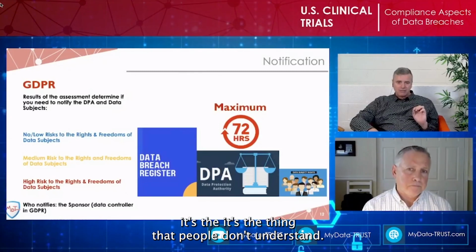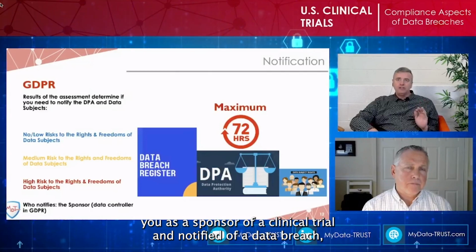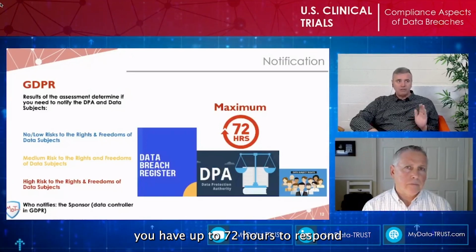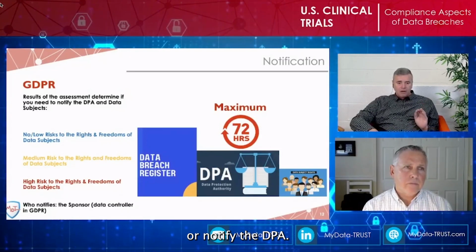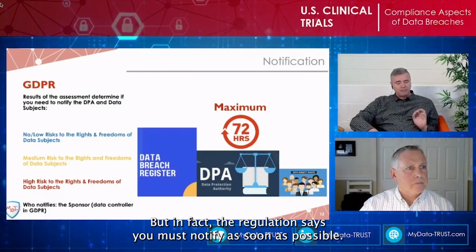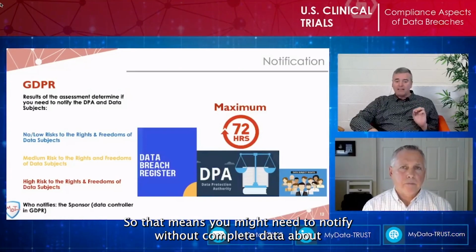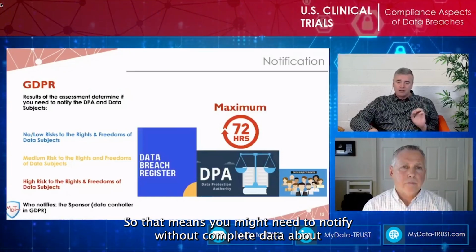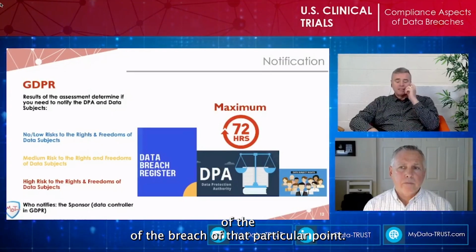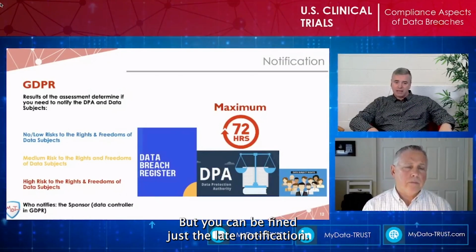I would actually say it's the thing that people don't understand. This does not mean that from the moment you as a sponsor of a clinical trial are notified of a data breach, you have up to 72 hours to respond or notify the DPA. You must notify within 72 hours, but in fact the regulation says you must notify as soon as possible. So that means you might need to notify without complete data because you may not have a complete picture of the breach at that particular point, but you can be fined just for late notification.